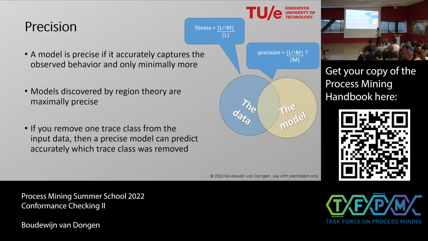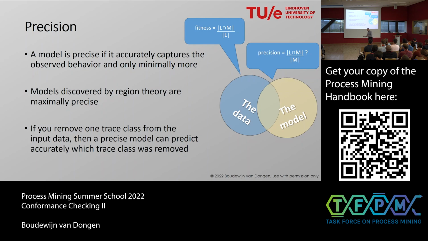So, precision, right? I mentioned already, you could argue precision is the intersection of log and model divided by model, but in most cases, models are infinite. You've seen region theory this morning, a little bit, right? So the original region theory, as it was developed, let's say in the 70s and 80s in the Petri net community, what this theory did was they made a maximally precise and 100% fitting Petri net. Maximally precise in the sense that if you get a result, it's not possible to add places to that Petri net without at least breaking one of the observed sequences.